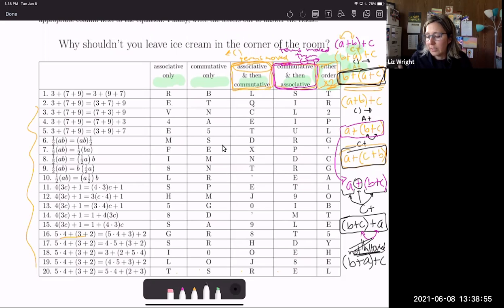And again, if you want to write yourself a note, you cannot rip or pull a term out of its parentheses. So don't do that. I'm going to write it up here.